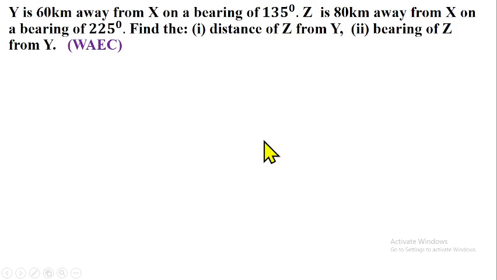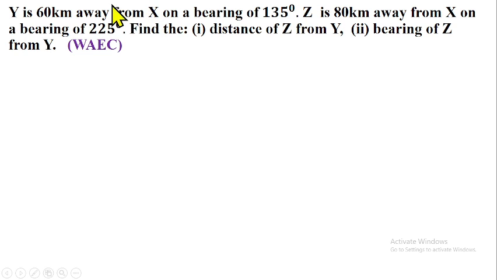Alright, let's take it to another level. Let's see this WAEC question. Y is 60 kilometers away from X on a bearing of 135 degrees. So let's represent this one first. So Y is 60 kilometers away from X.